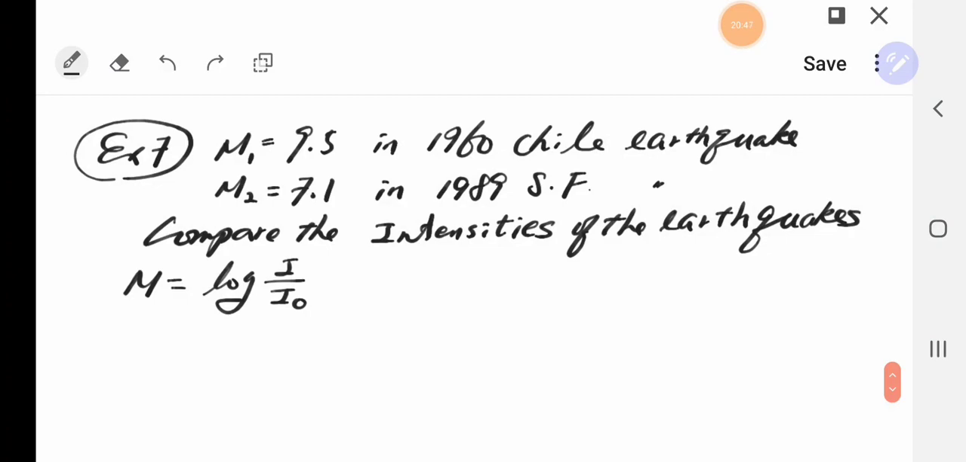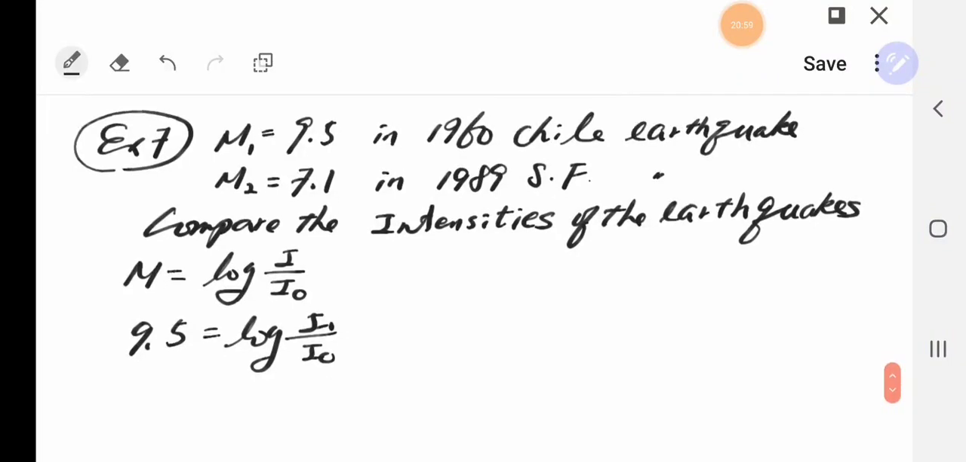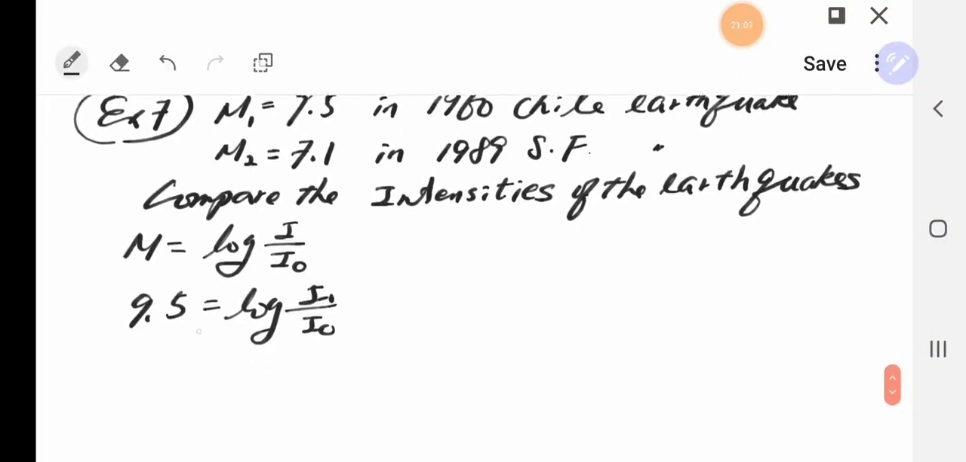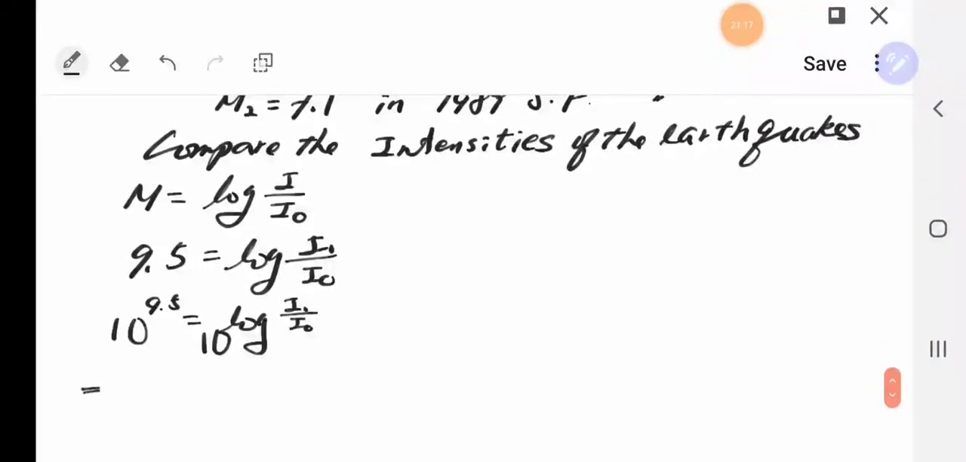intensity for Chile. So 9.5 is equal to logarithm base 10 of I over I0. Let's use I1 to represent the intensity of the Chile earthquake. From this, take base 10 on each side. Then the base 10 logarithm of I1 over I0 gives 10 to the 9.5 is equal to I1 over I0.